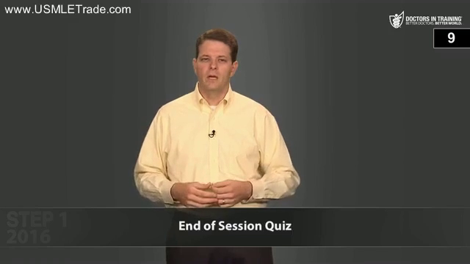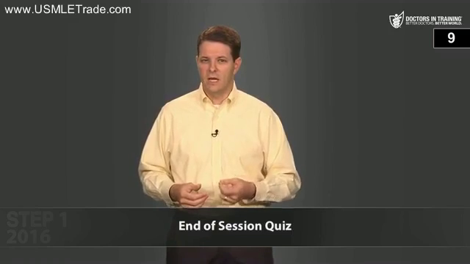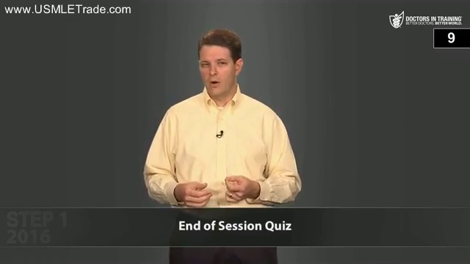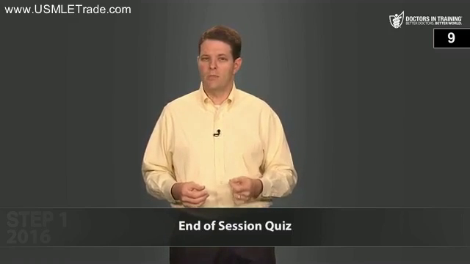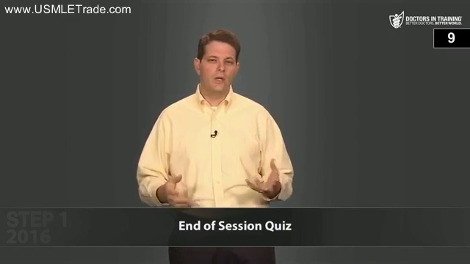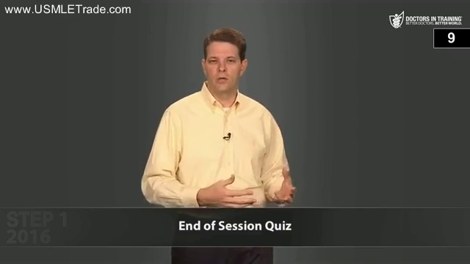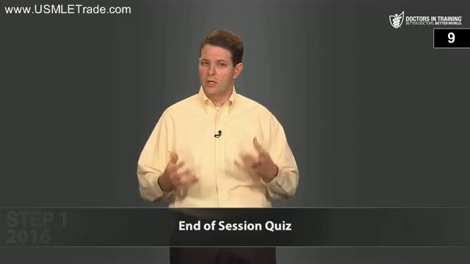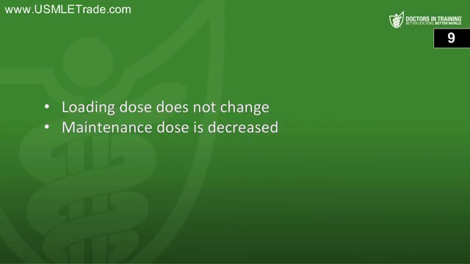And last one. If the patient has kidney disease and the clearance is reduced to 1 liter per hour, but the volume of distribution is unchanged, what effect will this have on loading dose and maintenance dose? So the loading dose is based upon the volume of distribution. And we're told that the volume of distribution is unchanged. So in this case, the loading dose does not change. But the maintenance dose is decreased because of the reduced clearance. So you have to decrease the maintenance dose, but you wouldn't change the loading dose.